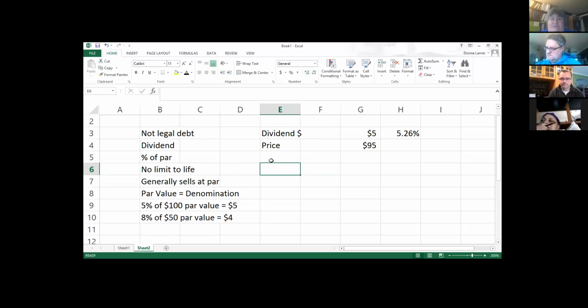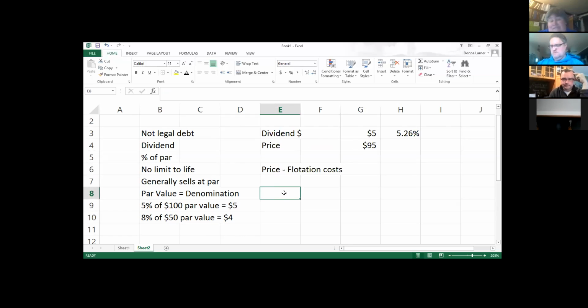The other thing that you'll notice in the formula, on the page of formulas, is they have one more thing in the bottom of the fraction. They'll say price minus flotation costs. Simple term that they give a fancy name to. It's a fee that their broker or their dealer makes the company pay. So if the dealer sells the share of stock for $95, maybe the broker says, but I get $2 out of every one of those shares. So the company looks at it as only receiving $93.